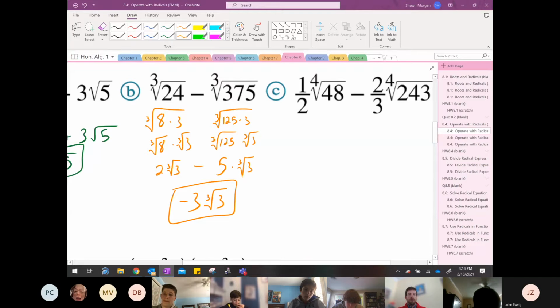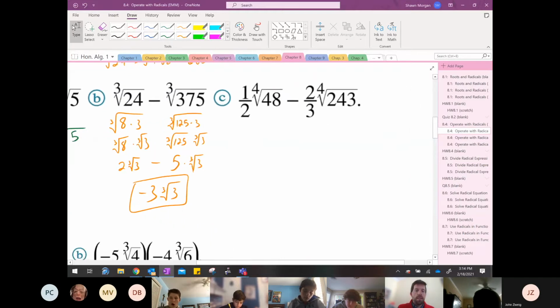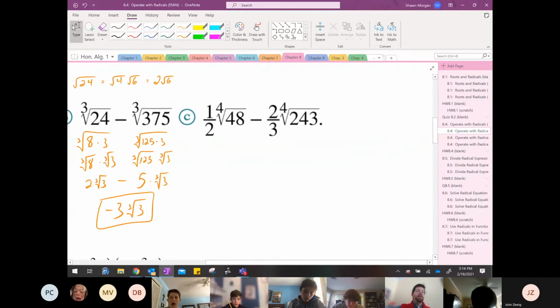Okay. Now, that being said, part C, we're gonna up the ante just a little bit more. They're both fourth roots, and we want to simplify both of them, but now they've got coefficients, fractional coefficients nonetheless, right? So what I would recommend doing is just put those coefficients on the back burner, deal with them in a little bit, and just focus your efforts on simplifying the fourth root of 48 and the fourth root of 343.